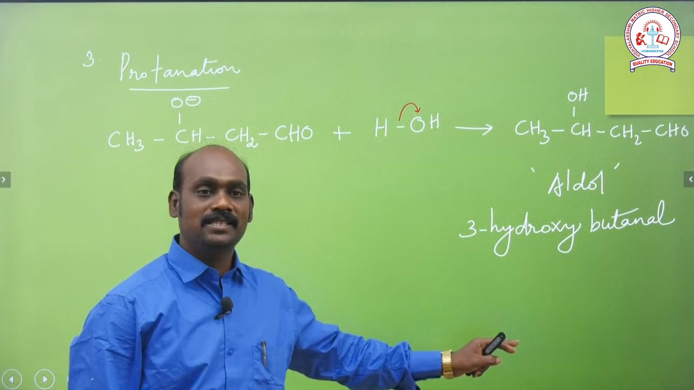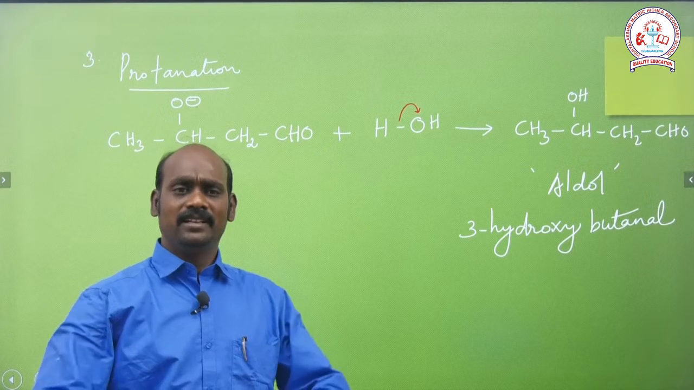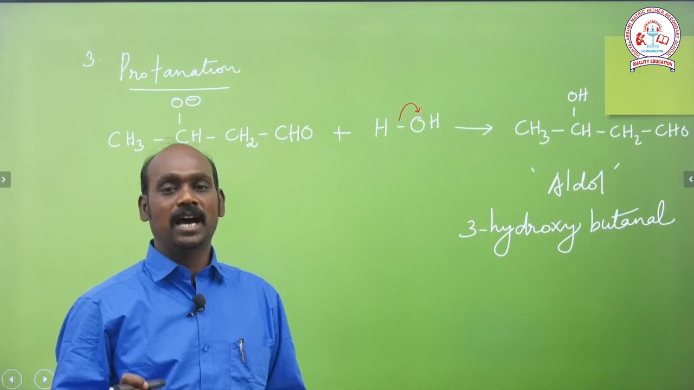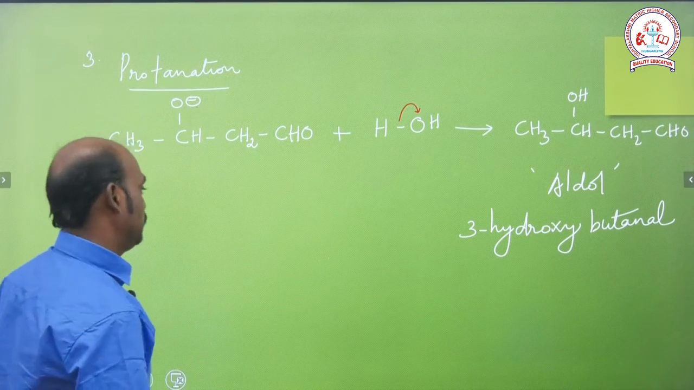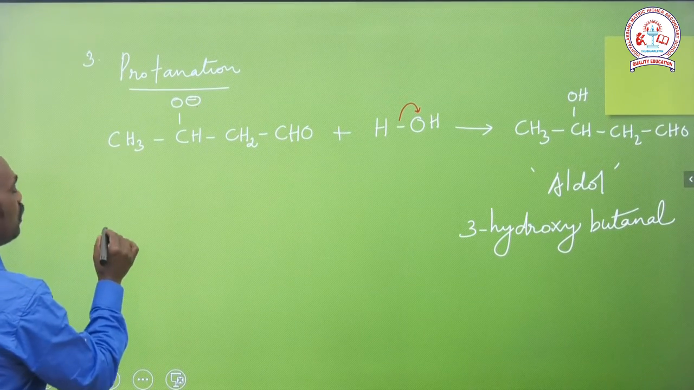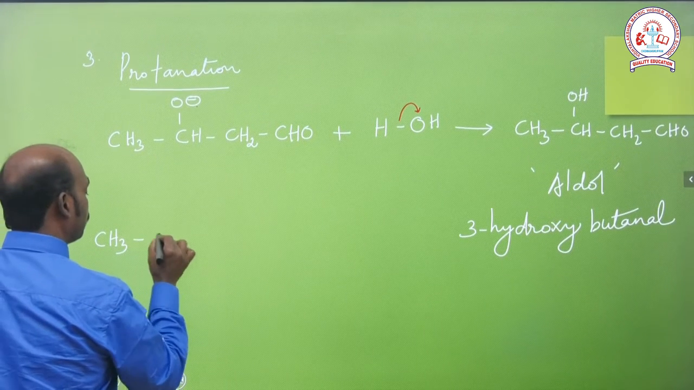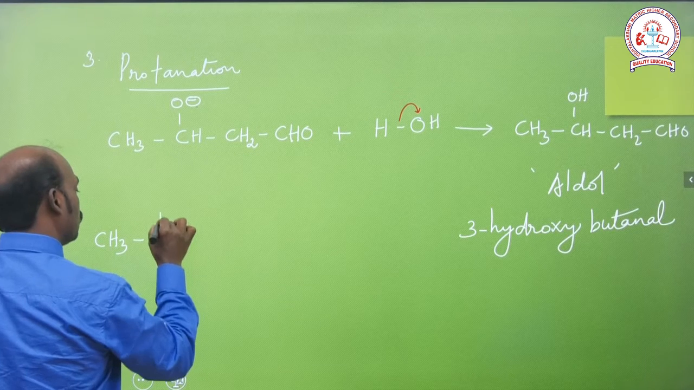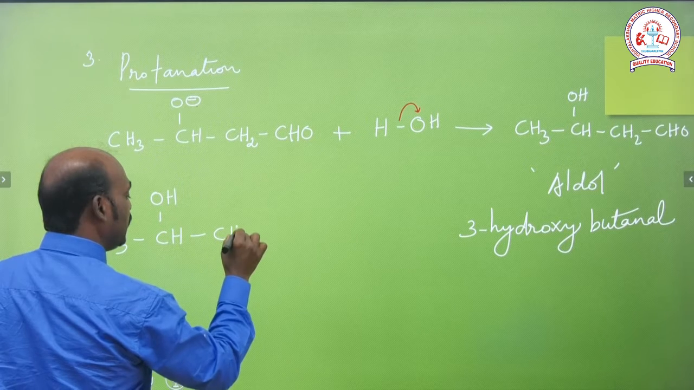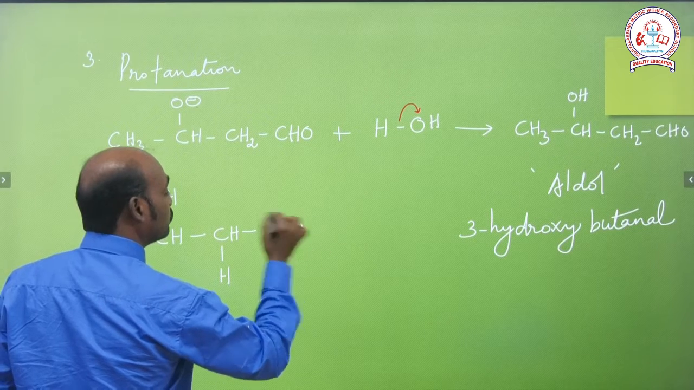Here the aldol is a less stable compound. It readily undergoes dehydration to form alpha beta unsaturated aldehyde. So, aldol is a less stable one. CH3 CHOH, here I can write CH2 like this, CH2, here CHO is present.